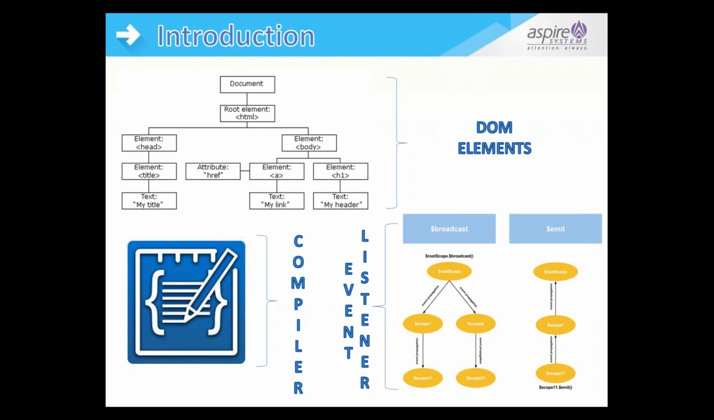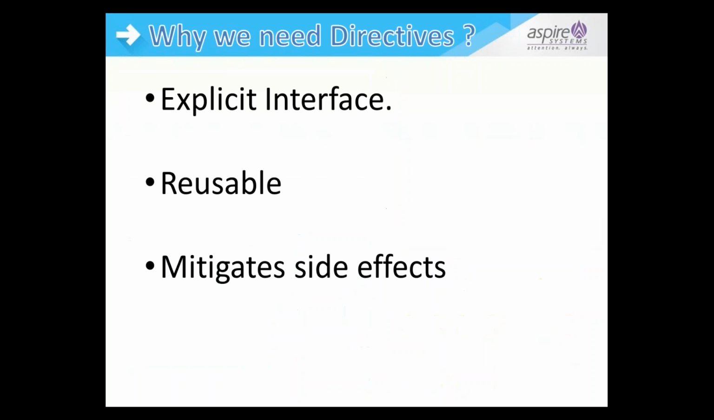Go to the next part. The simple thing which explains why we need directives. First thing is explicit interface. What is an interface? Something which you use, something which you see.